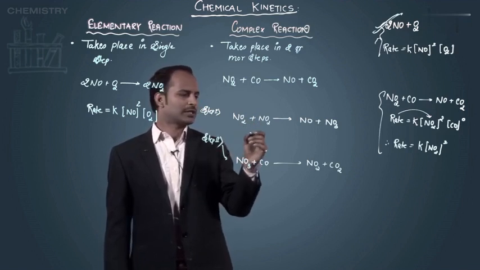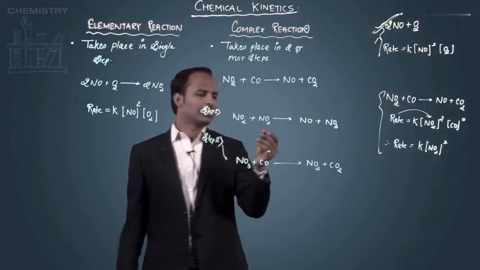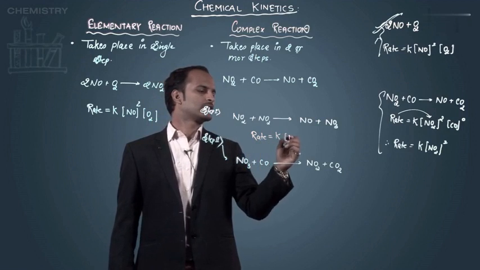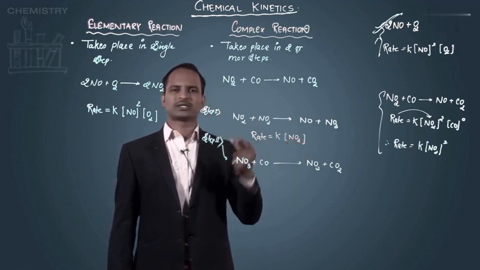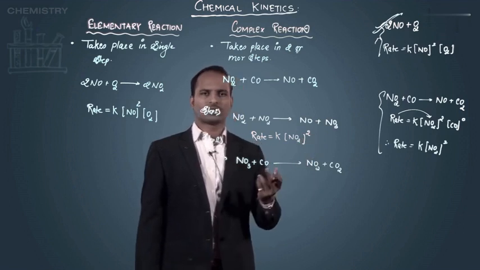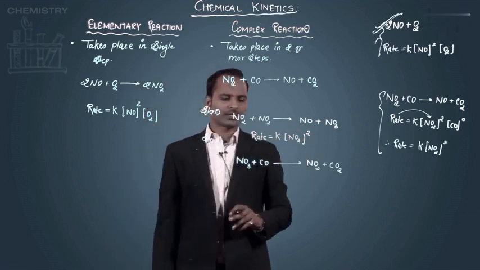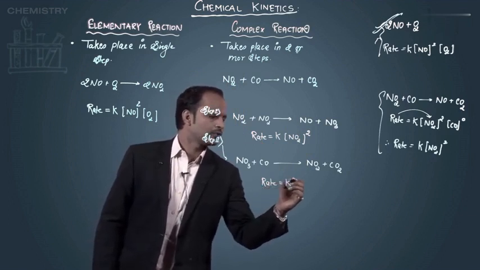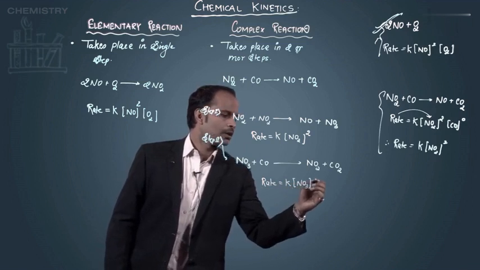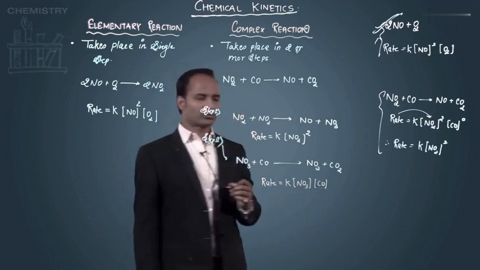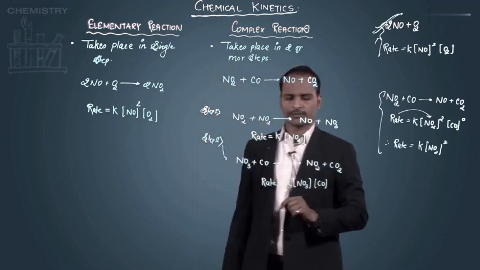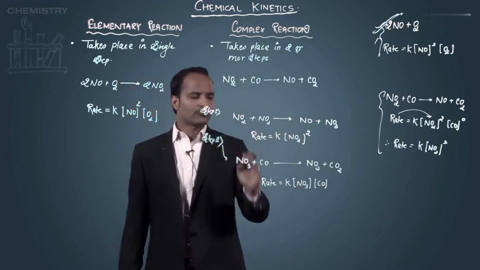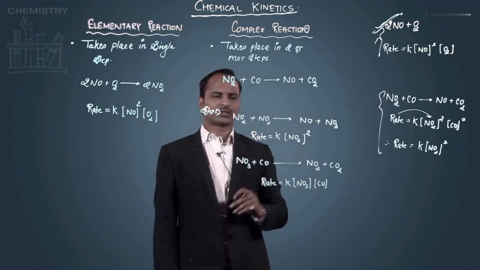Before this, let us write the rate law for these steps. Being elementary, its rate law is going to be rate equals K into the molar concentration of NO2 raised to 2, since NO2 plus NO2 is 2 NO2. Being elementary, the coefficient and power are the same. And the rate law of this other step is rate equals K into NO3 into the carbon monoxide concentration, that is NO3 raised to 1 and carbon monoxide raised to 1. The coefficients are 1, 1. Now we have the rate law for the steps also.